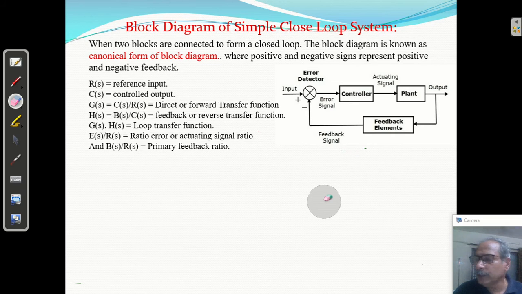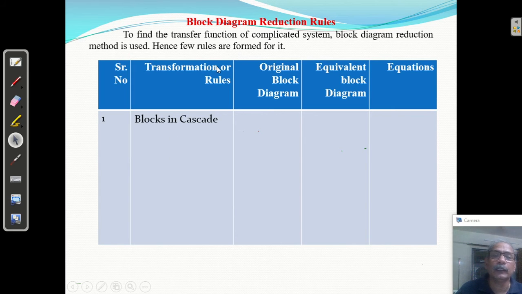So we are going to discuss the block diagram reduction rules. If you know the block diagram reduction rules, then you can simply find the transfer function of the system. First of all, blocks in cascade. Suppose two blocks are given in cascade form. For example, this is the block G1 and this is the block G2. Both are in series.